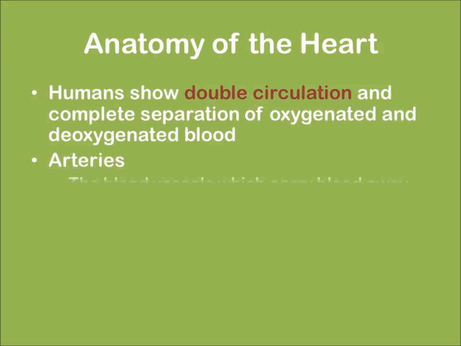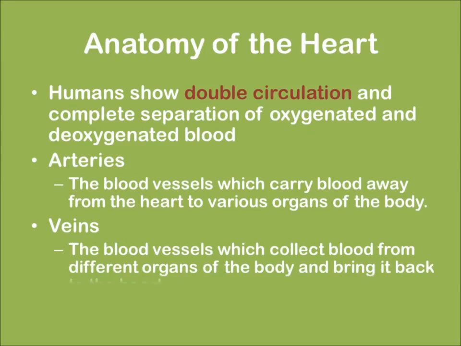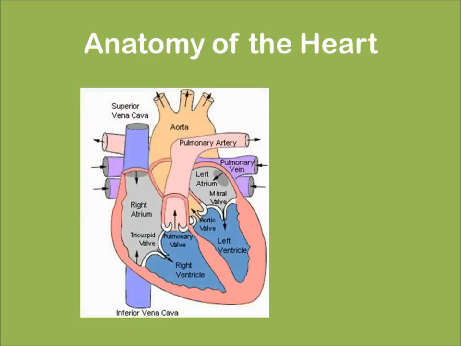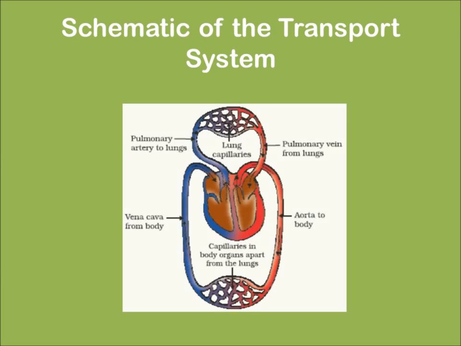Coming to arteries. The blood vessels which carry blood away from the heart to various organs of the body are known as arteries. Veins. The blood vessels which collect blood from different organs of the body and bring it back to the heart. These are the veins. A schematic of the transport system has been shown below. Note that arteries carry the pure blood and veins carry the impure blood.